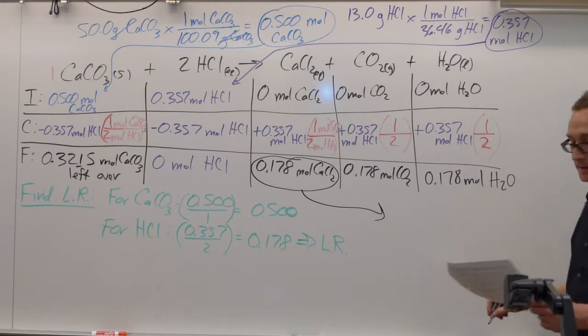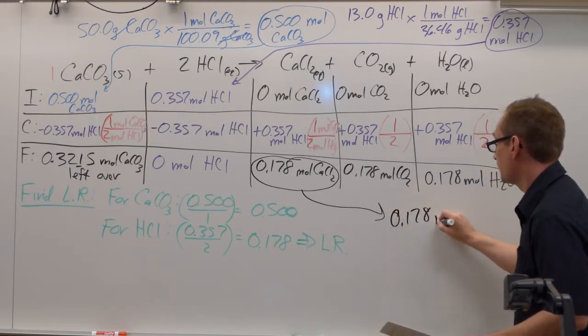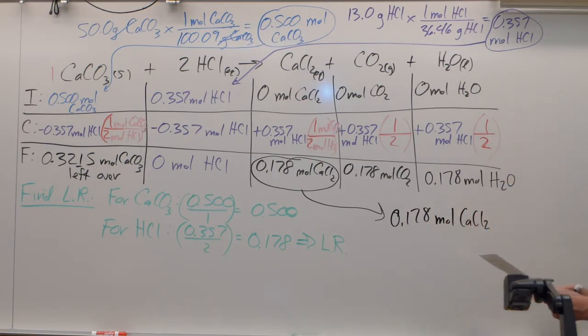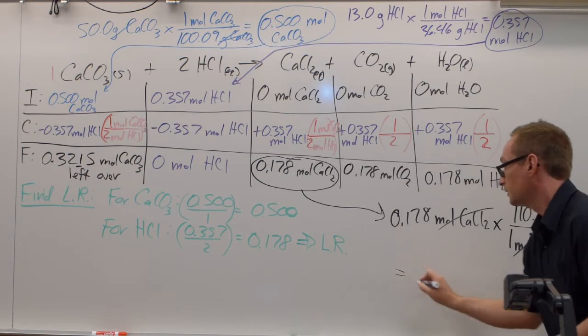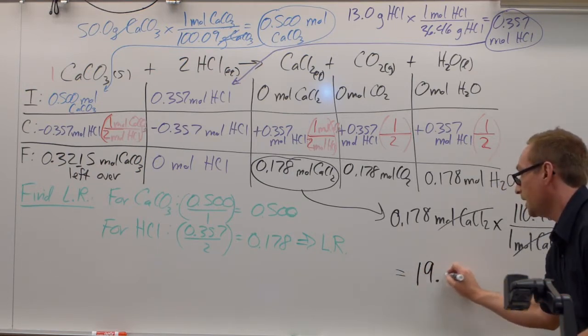All right, so we have 0.178 moles of calcium chloride times 110.98 grams for every 1 mole of calcium chloride. And that gives us, based on sig figs, 19.8.